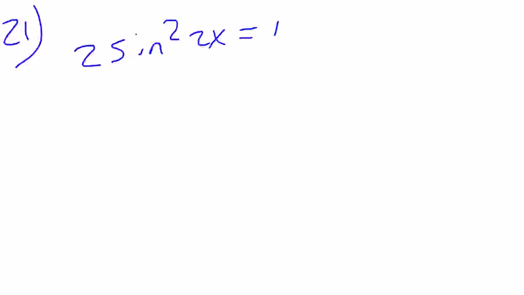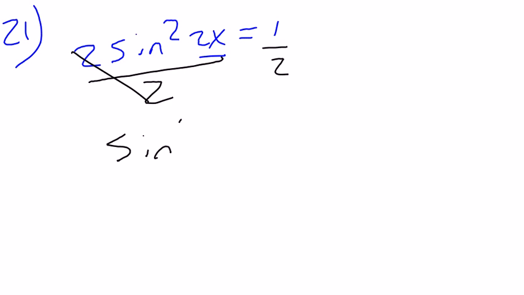Alright class, this one looks a little different. What we're going to do here is, again, solve for x. The first step in doing this problem, we want to get x by itself, so we're going to divide by 2. And I get sine squared 2x equals 1/2.